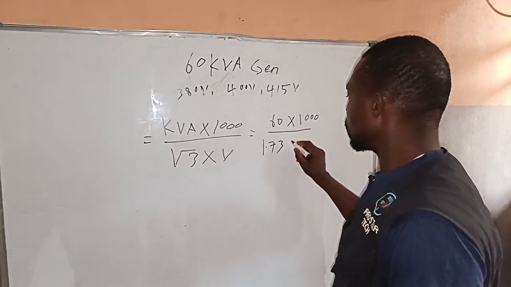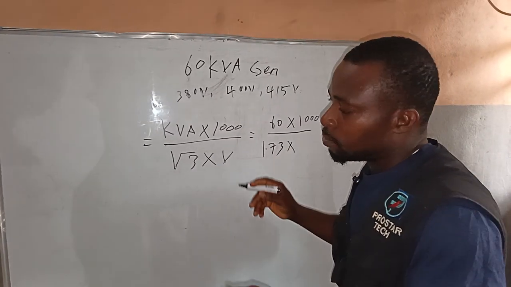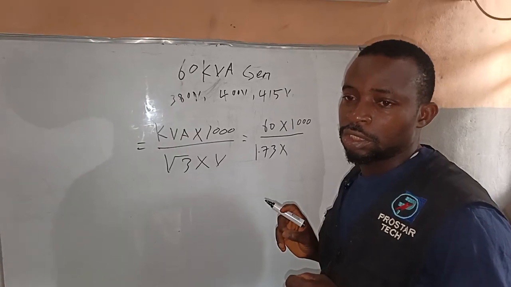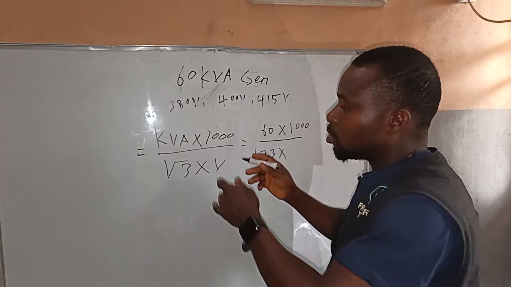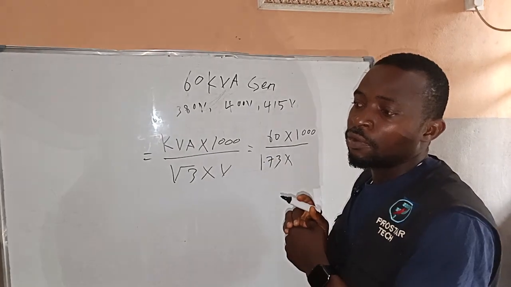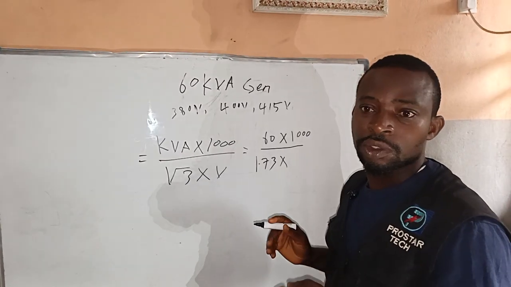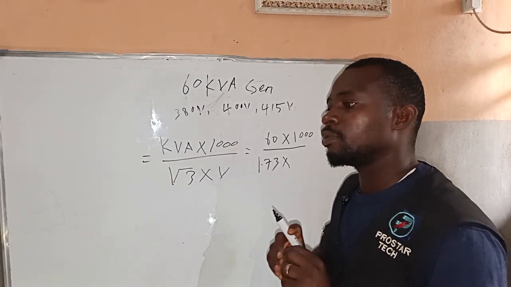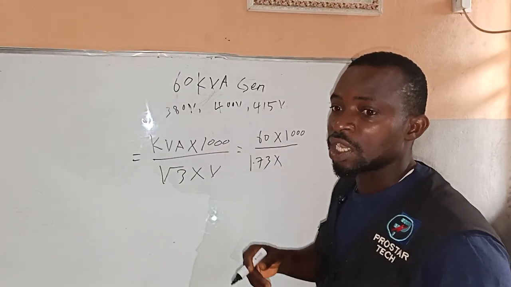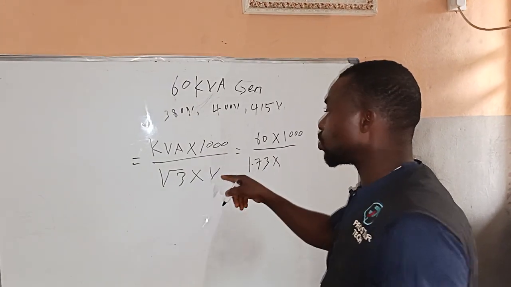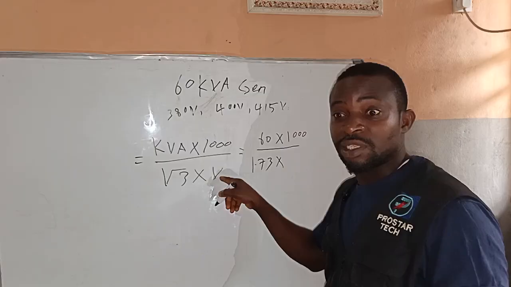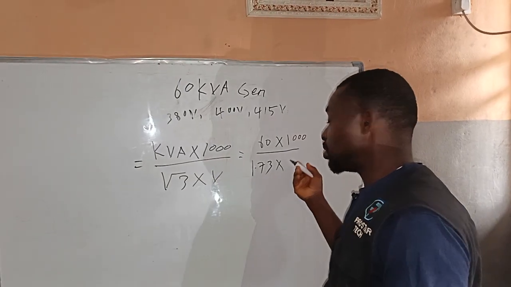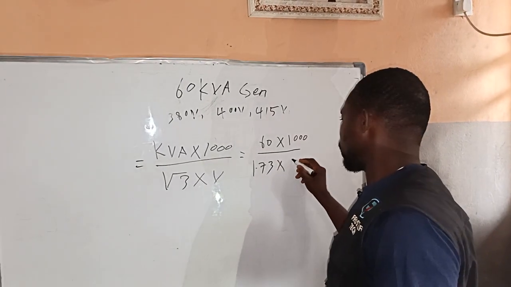Probably when you test your voltage, we are going to use 415 volts because it's a three phase, phase to phase. Just use your multimeter to test each of the phase to phase, the voltage that it is giving you. So that is what you are going to apply in this particular formula. Let's use 415.